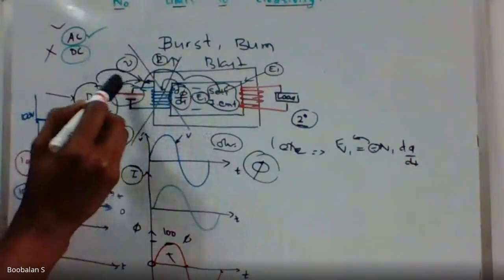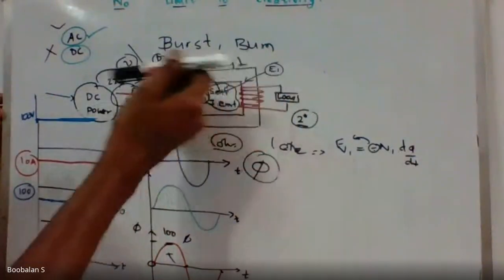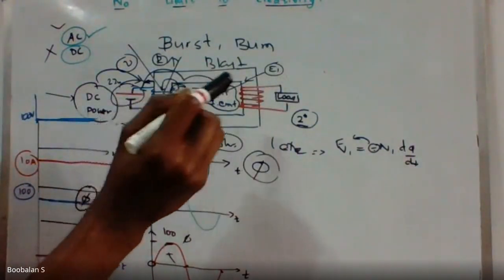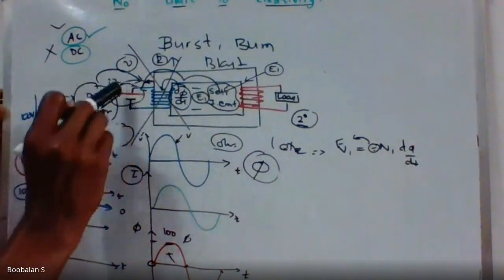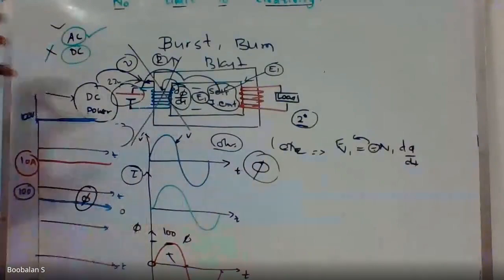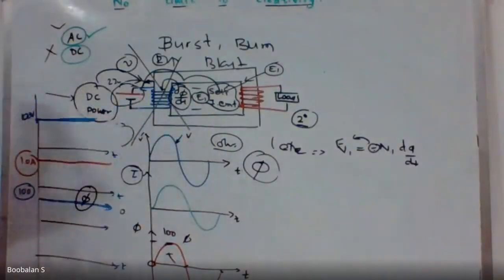See, here in AC, the self-induced EMF is created, and that opposing force is now opposing. But in my DC, there is no dφ/dt, so there is no opposing force. The applied voltage will just go straight into the circuit, right? There is no opposing force created over here, so the applied voltage goes straight through the circuit.